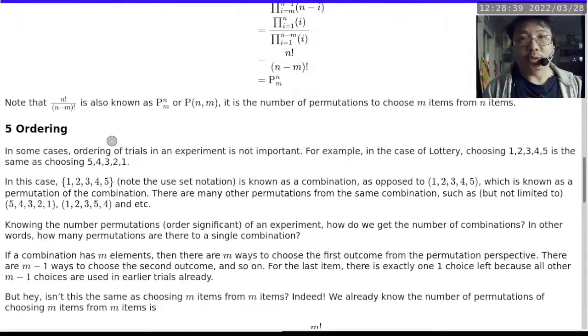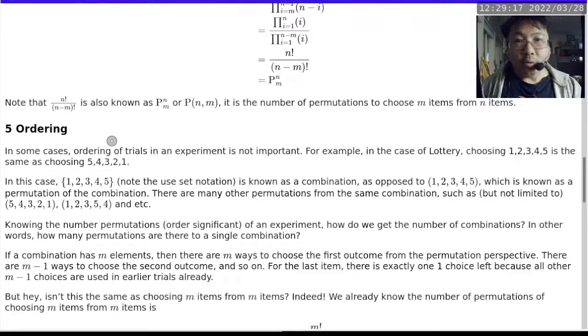lotto, right? So if ordering is important, in other words, if the lotto ticket of 1, 2, 3, 4, 5 is considered different or unique from the lotto ticket 5, 4, 3, 2, 1, then we're going to be overcounting the number of possible lotto tickets, because ordering is not important when you choose the 5 lucky numbers on a lotto ticket. So the question is, given ordering is not important, how do we count the number of unique lotto tickets?